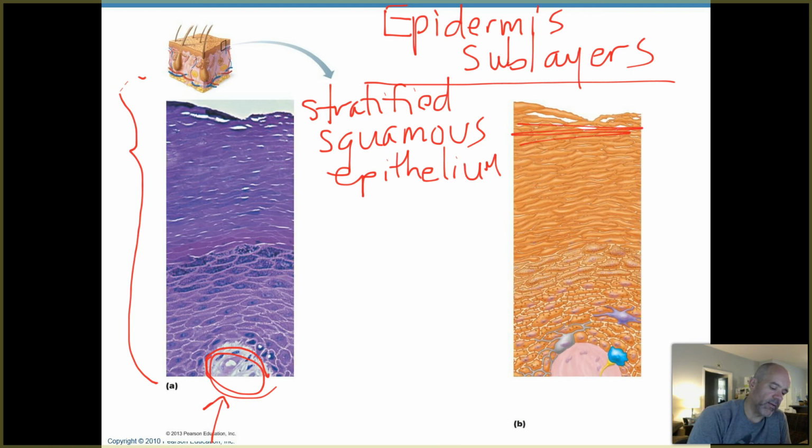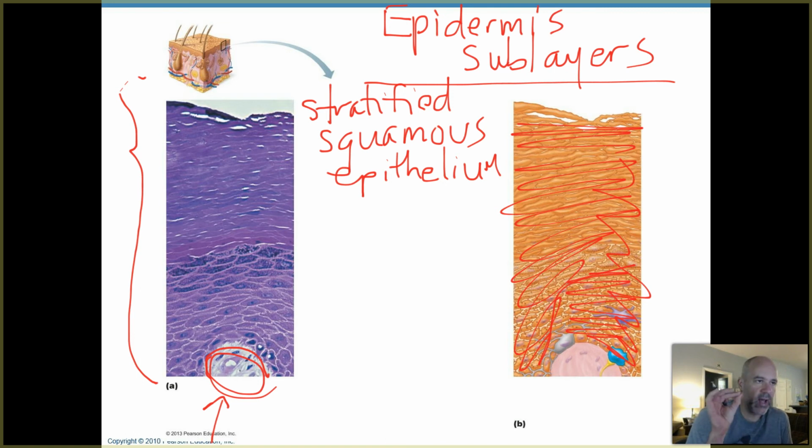Okay, so all of this is classified as stratified squamous epithelium. That's what the epidermis of your skin is composed of. You also have stratified squamous epithelium inside your mouth, lining your cheeks or your buccal cavity, lining the oral cavity, lining the pharynx, the esophagus. You also have the stratified squamous epithelium there.